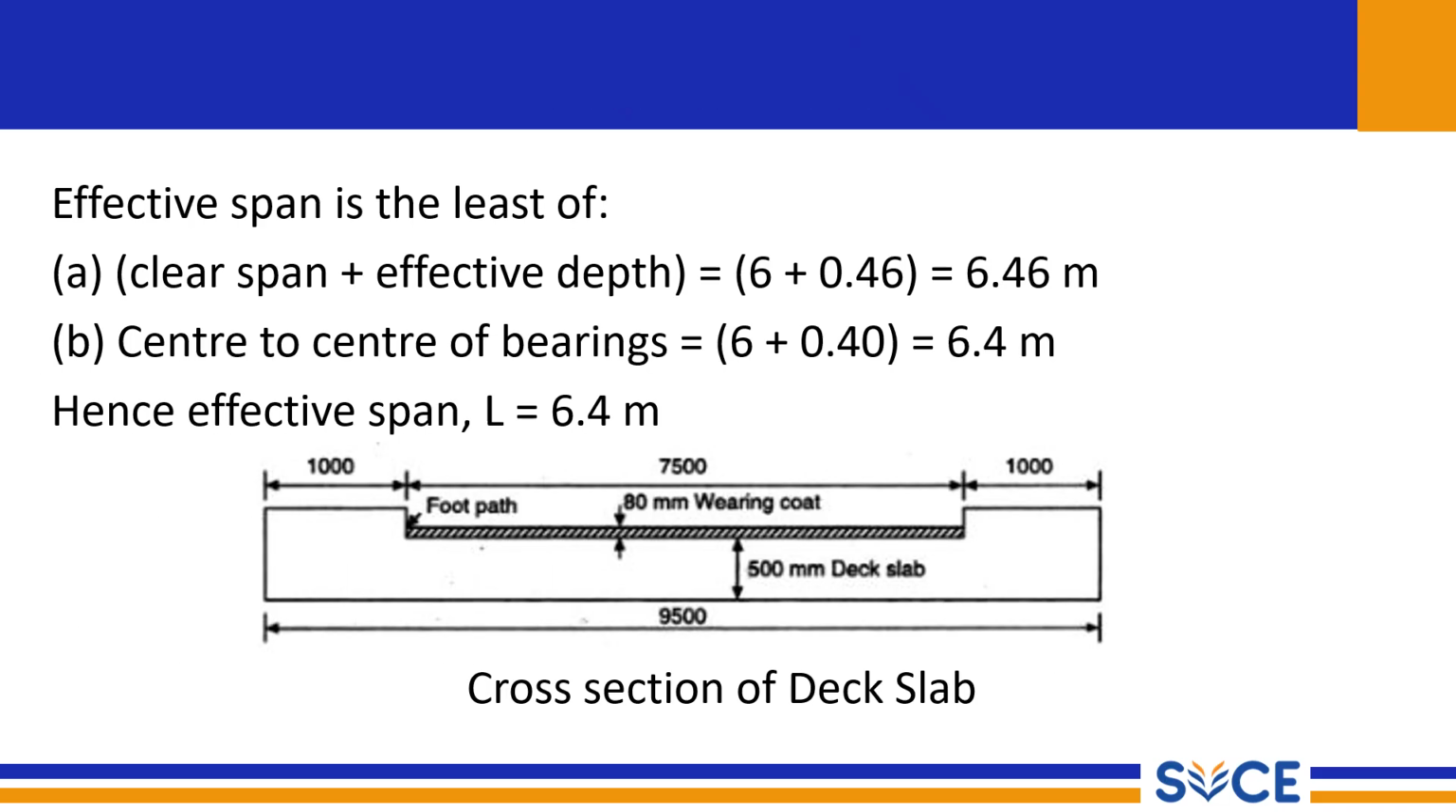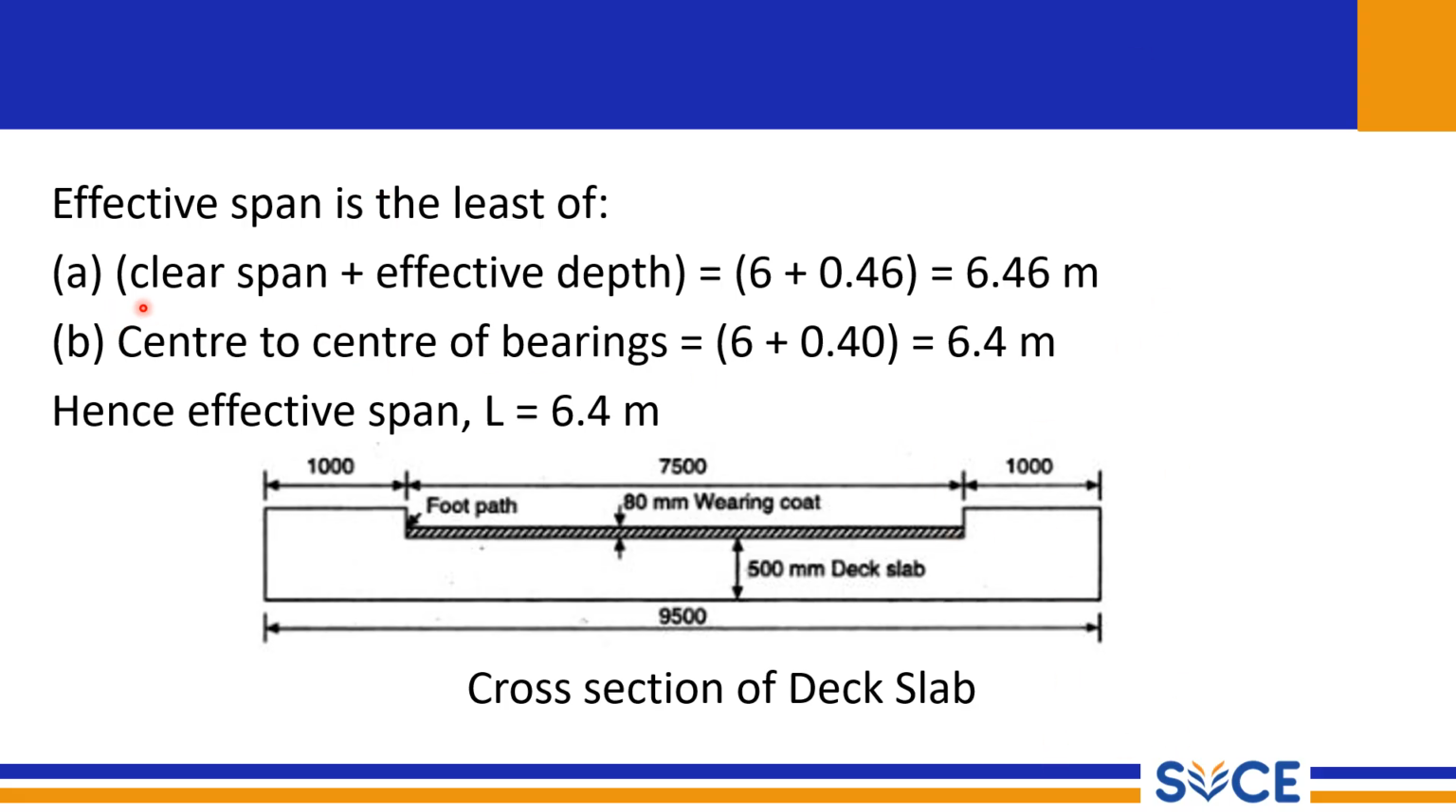This picture shows the cross section of the deck slab. Here, in the cross section of the slab, the carriageway width is 7.5 meters and we have a 1 meter footpath on either side of the carriageway. Next, the span of the deck slab is 6 meters, which is in this longitudinal direction.